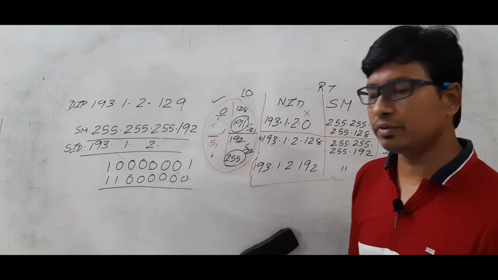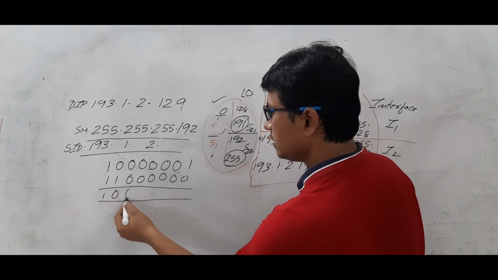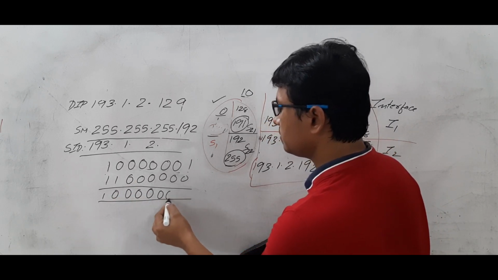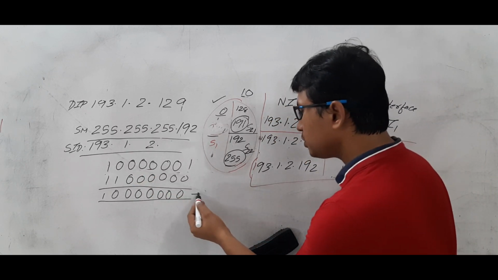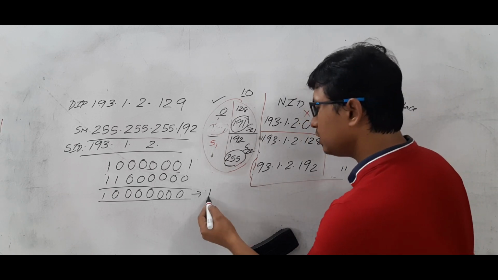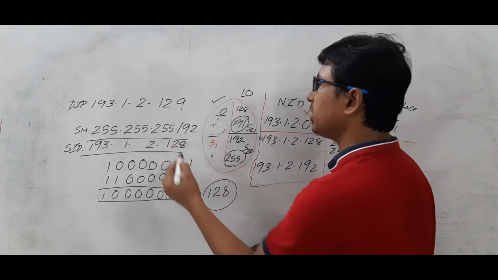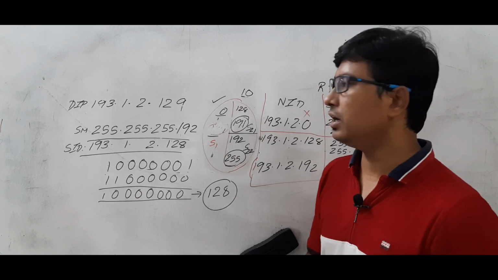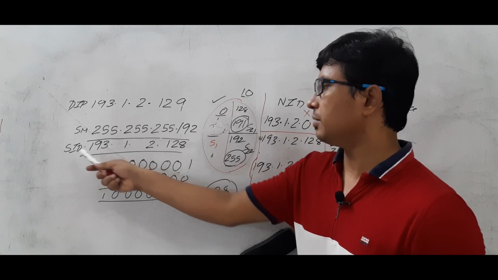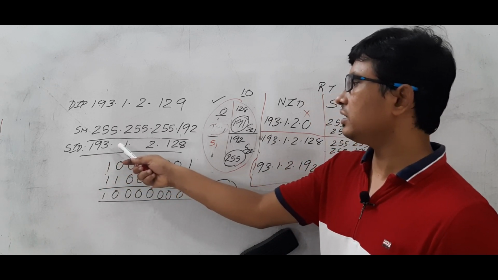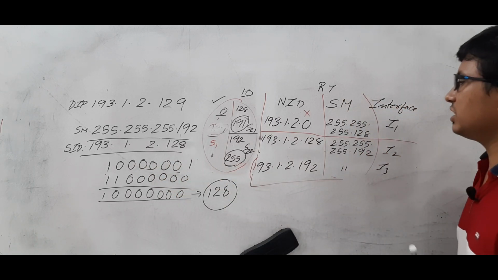Now you perform the bitwise AND. What will you get? 1, 0, 0, 0, 0, 0, 0, 0. Everything else you will get 0. So, you got 1 followed by 7 zeros. Convert into a decimal number. What will you get? You will get 128. Keep the 128 here. So, if you perform the bitwise AND between the destination IP address and the subnet mask, you get the subnet ID, or network ID, as 193.1.2.128. So, it is matching with this one.